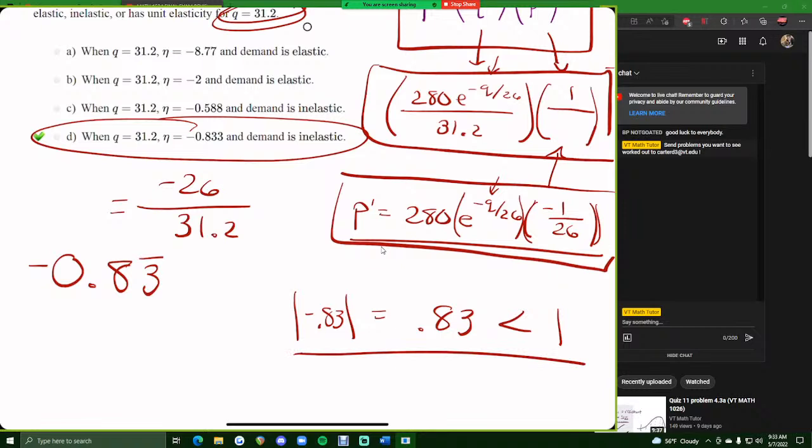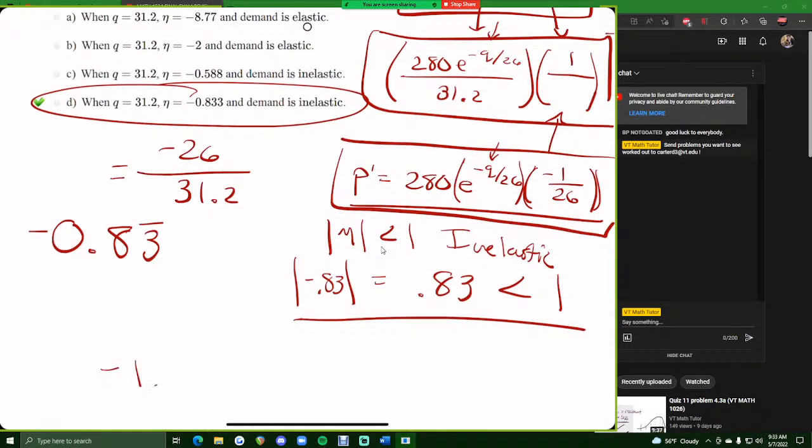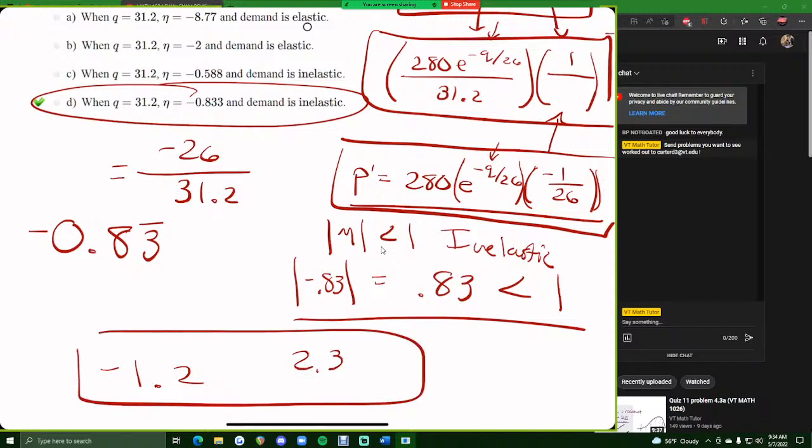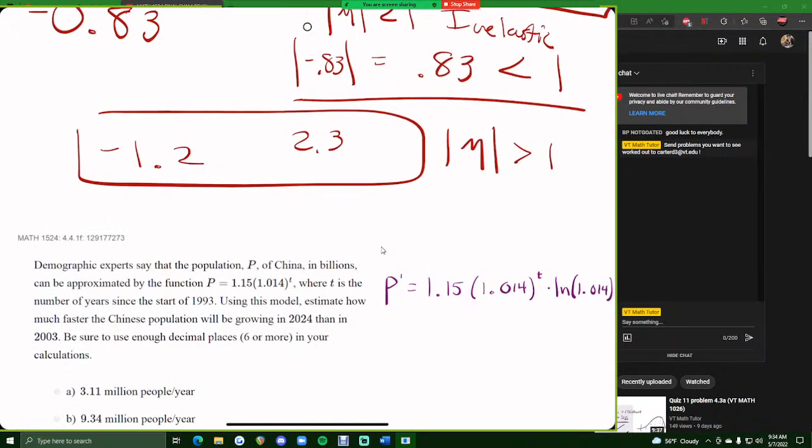When the absolute value of the elasticity is less than 1, this means you have an inelastic demand. If you had something like negative 1.2 or 2.3, these values are elastic because their absolute values are greater than 1. And if you ever have elasticity equal to 1, that is unit elastic. So positive or negative 1, that's unit elastic.